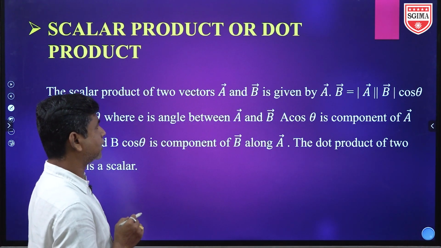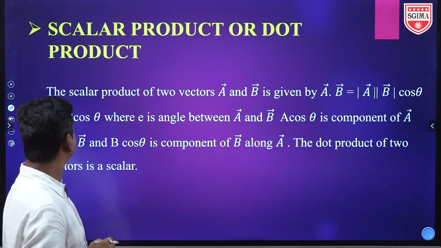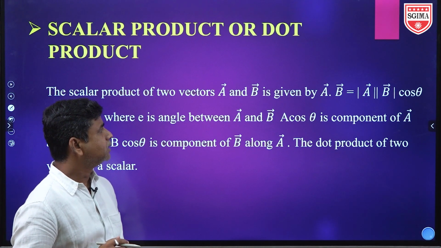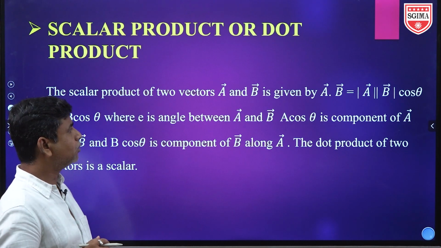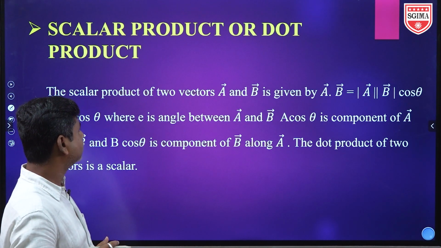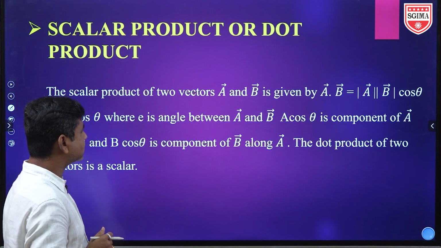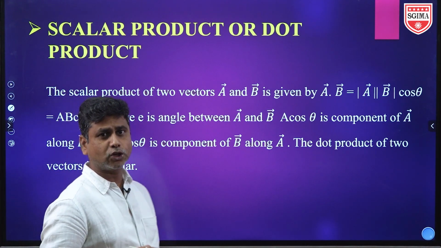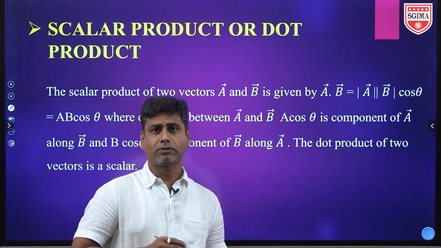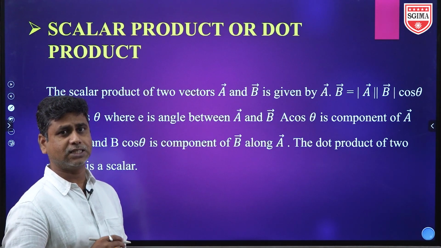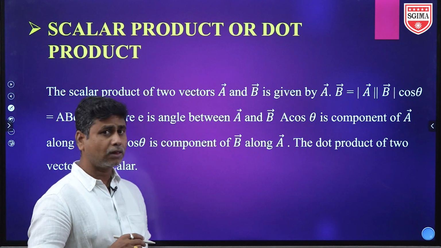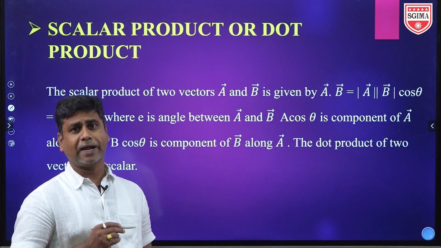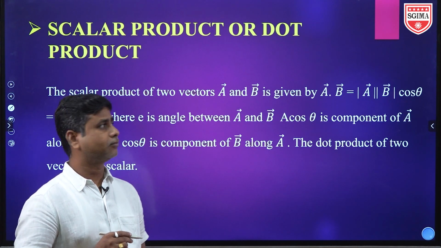The scalar product of two vectors a bar and b bar is given by a bar dot b bar equal to ab cos theta. Generally, the statement is: the dot product of any two vectors is equal to the product of the magnitudes of the vectors and the cosine of the angle in between them.